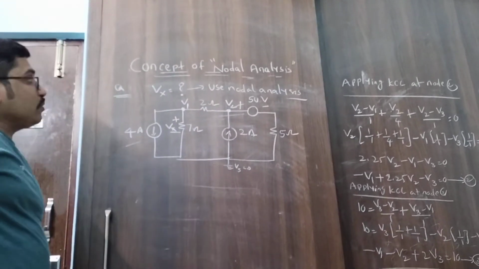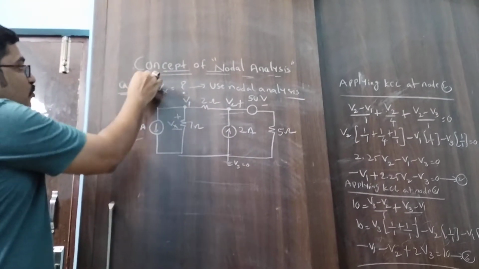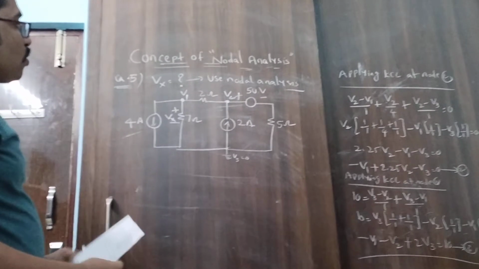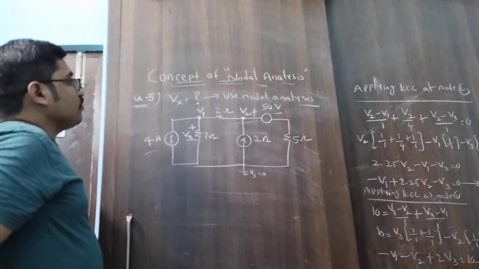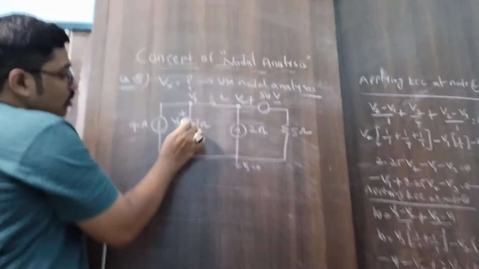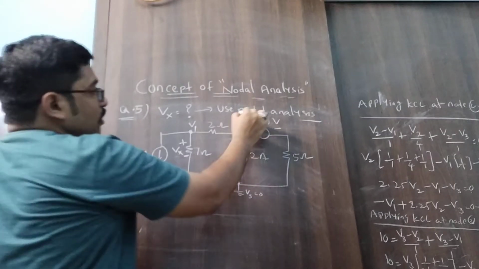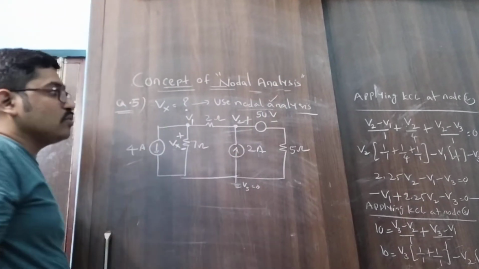So this is the fifth problem that you people asked me to solve in the board presentation. This is what they have given. For the given circuit, find the value of Vx using nodal analysis.